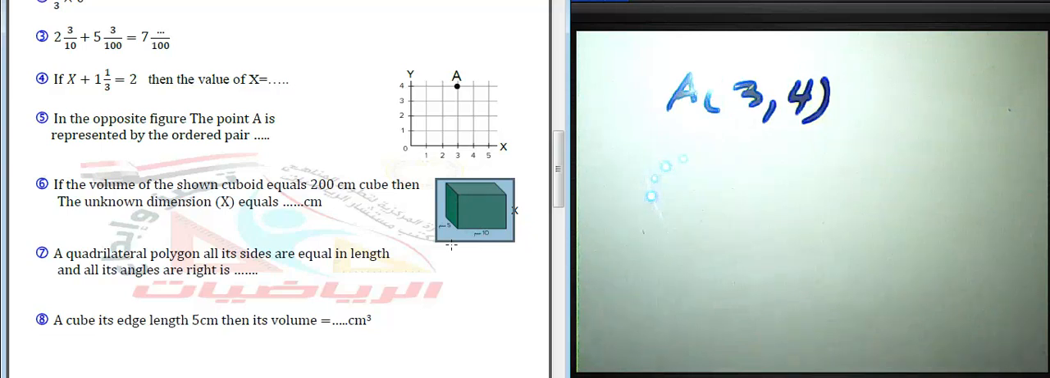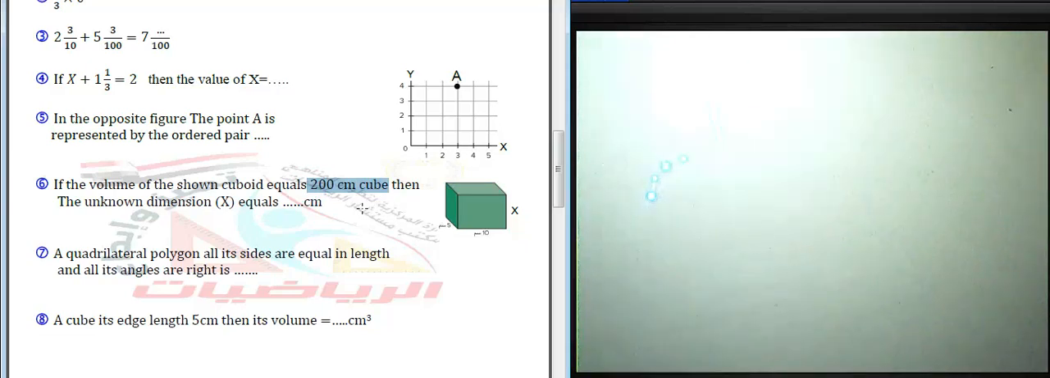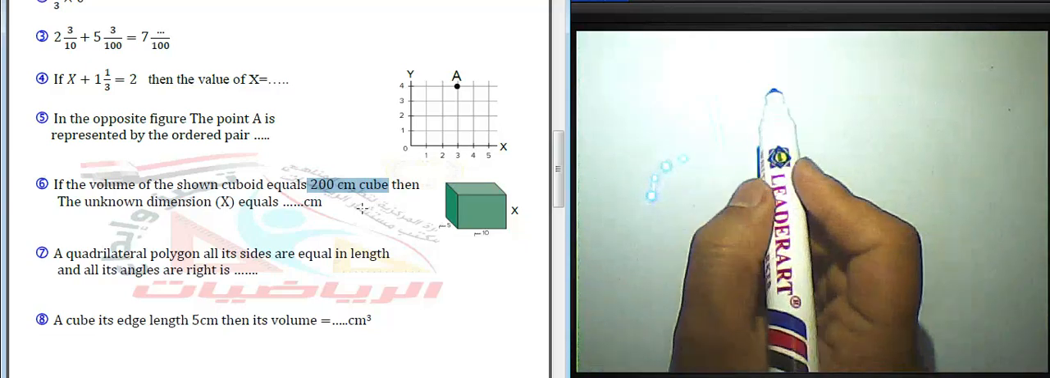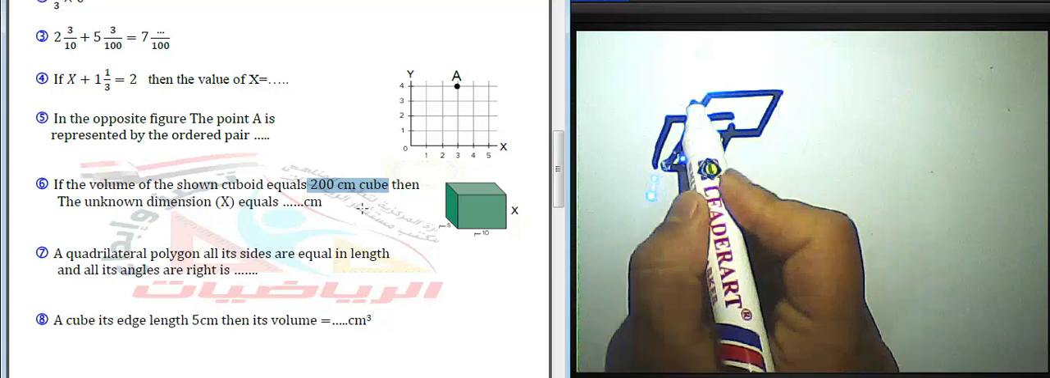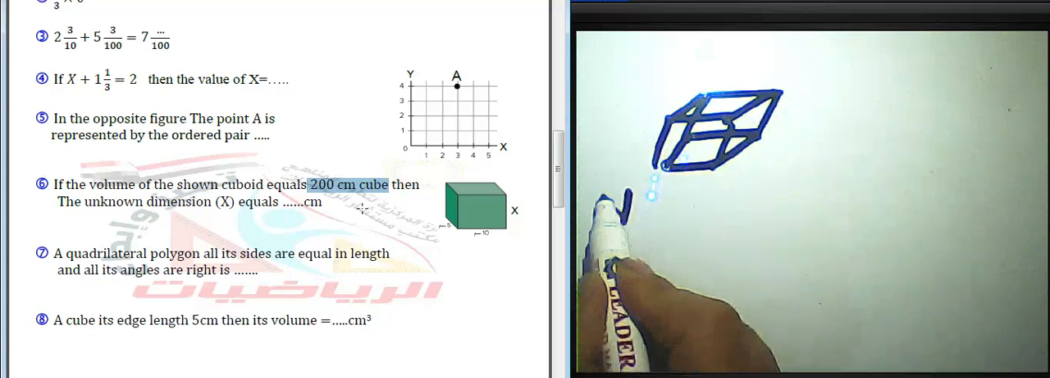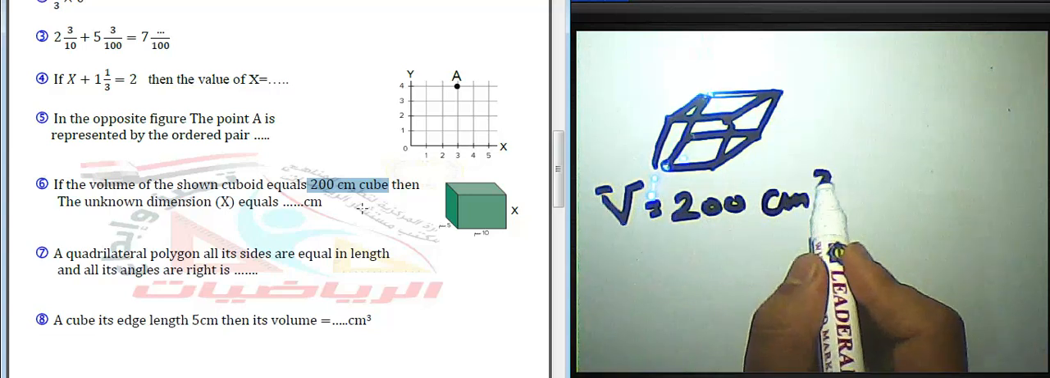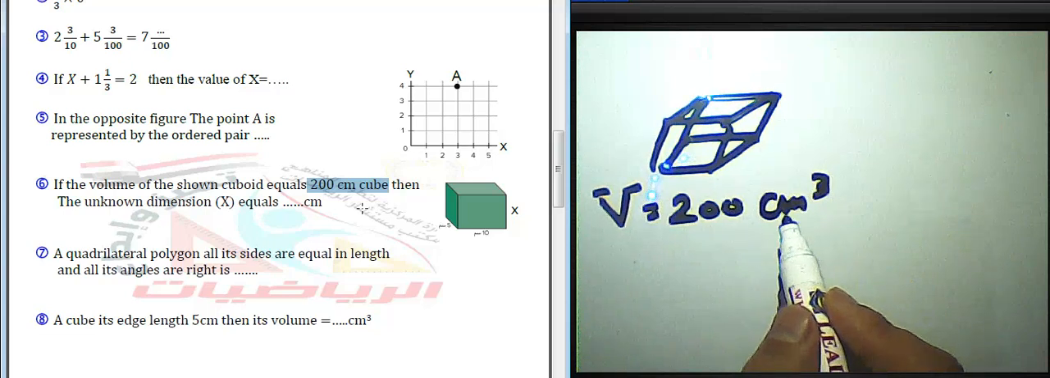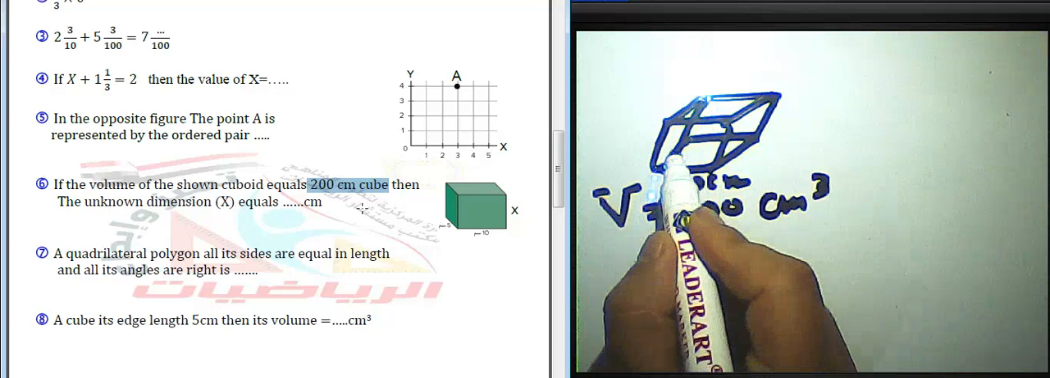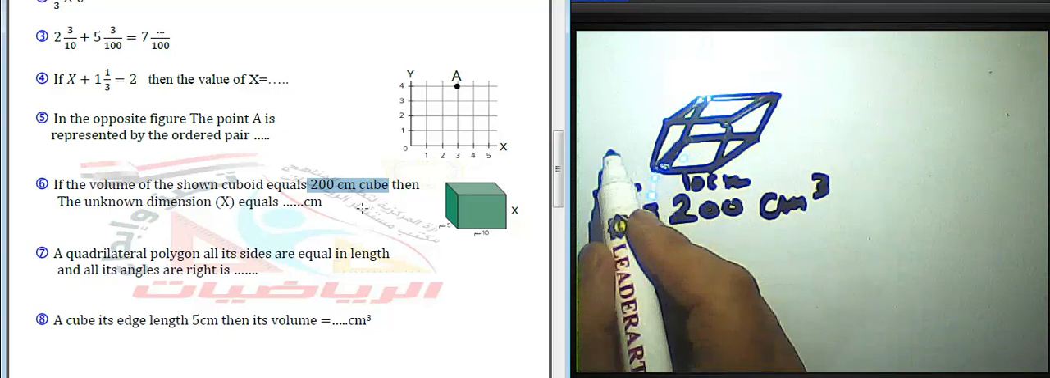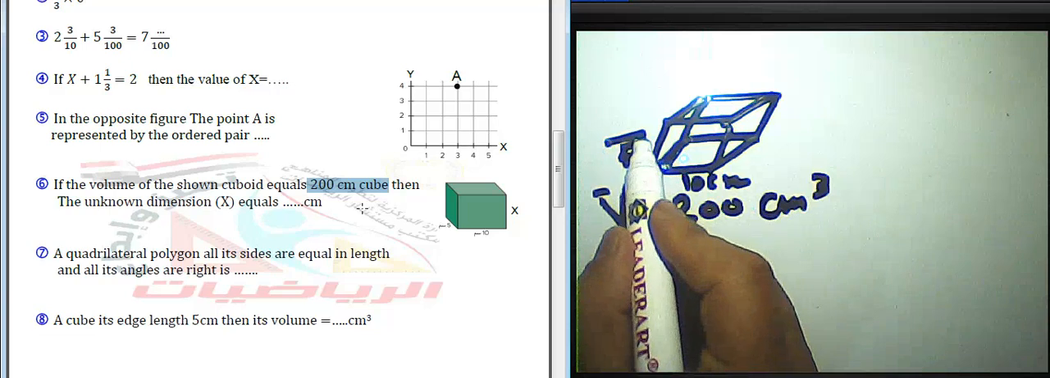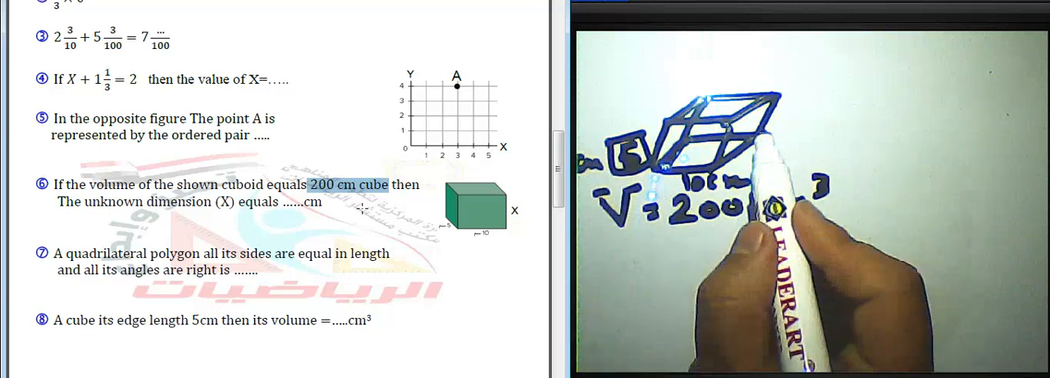If the volume of the shown cuboid, we have a cuboid here, he gives us the volume equal to 200 cubic centimeters, and he wants to find the value of x. We have this cuboid here, and he gives us the volume equal to 200 cubic centimeters, and the length here 10 centimeters, and the width equal to 5 centimeters, and he wants to find x.